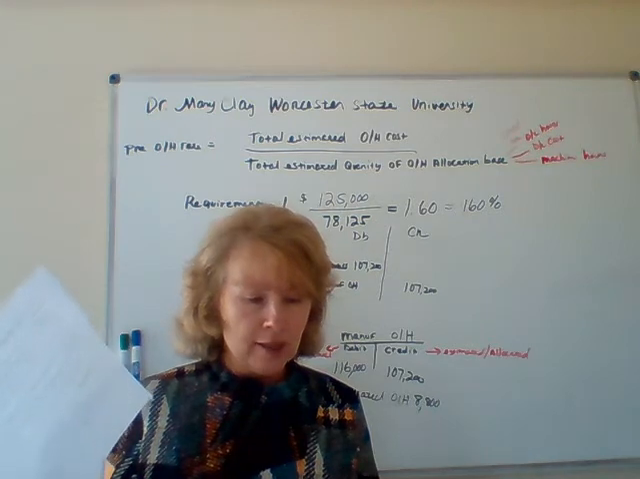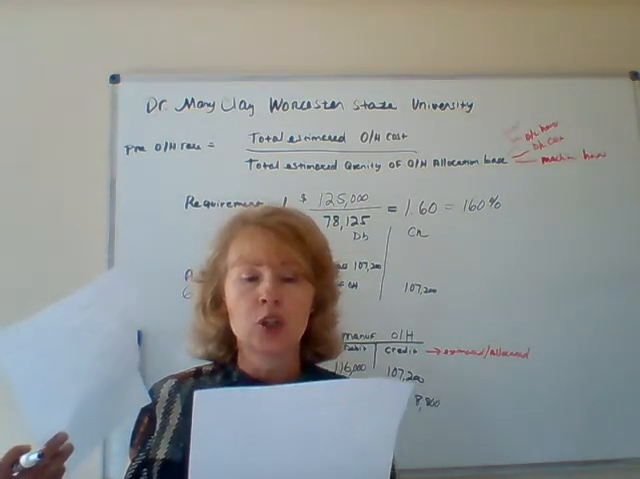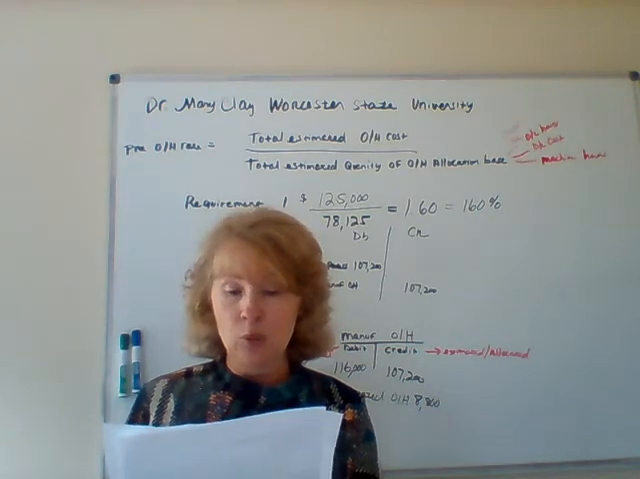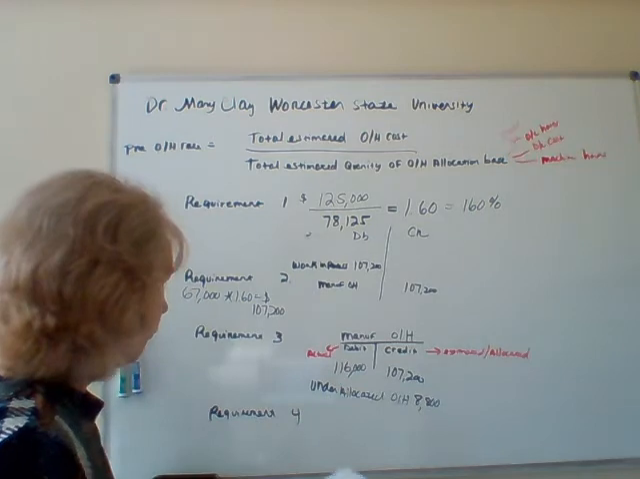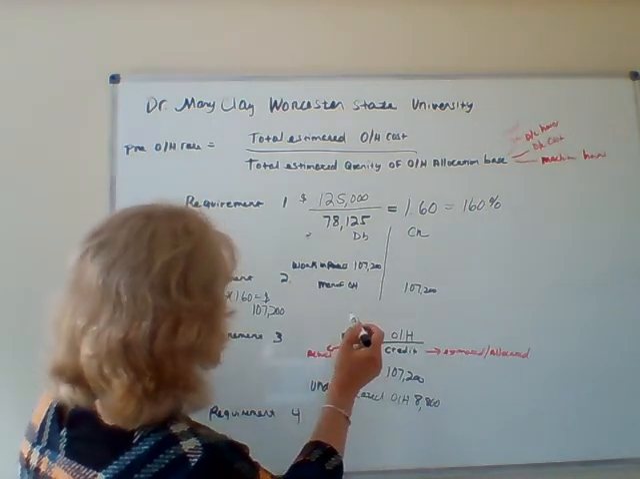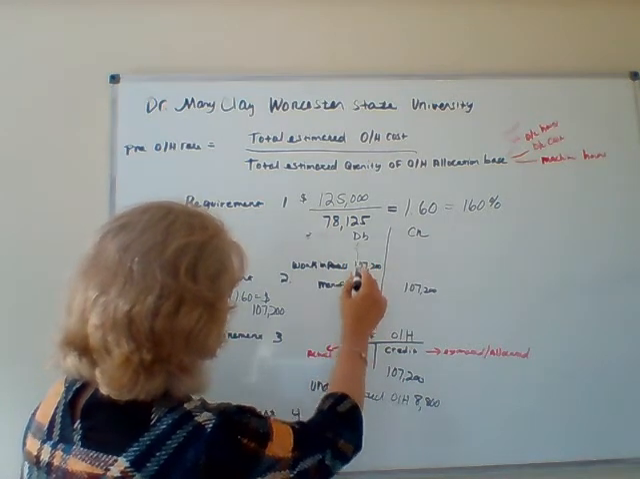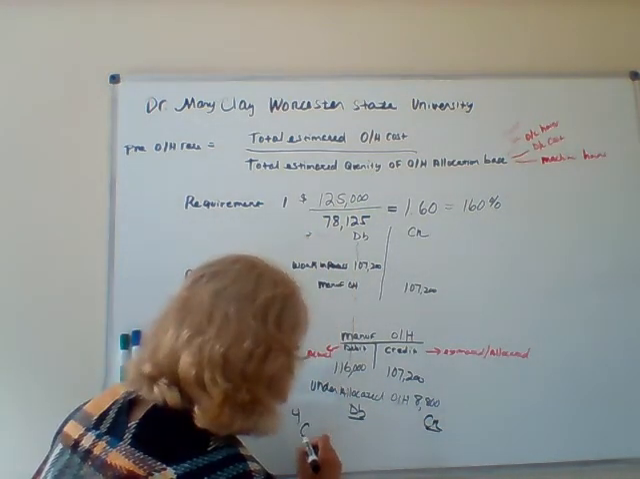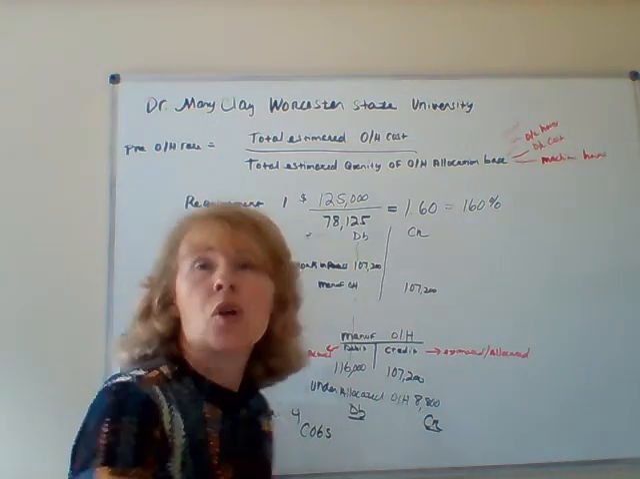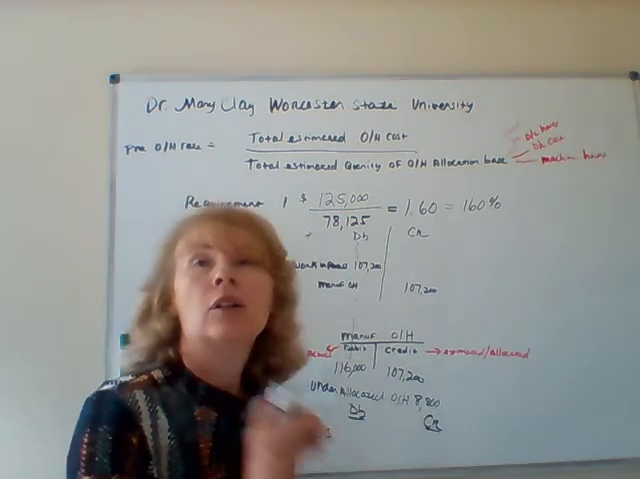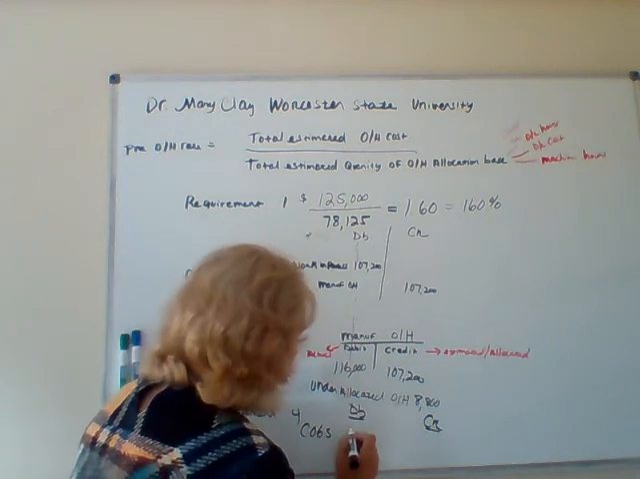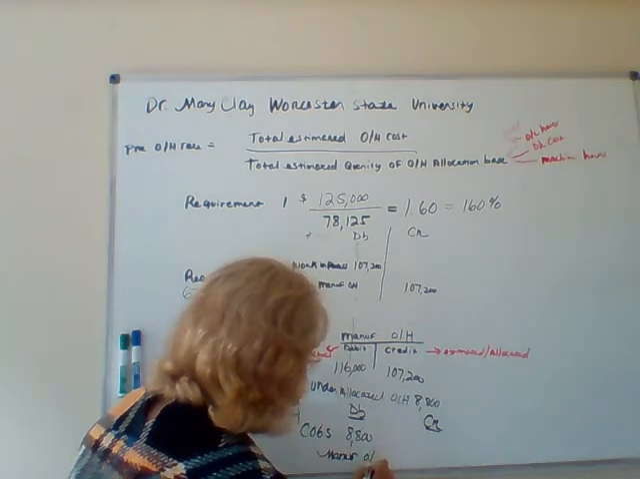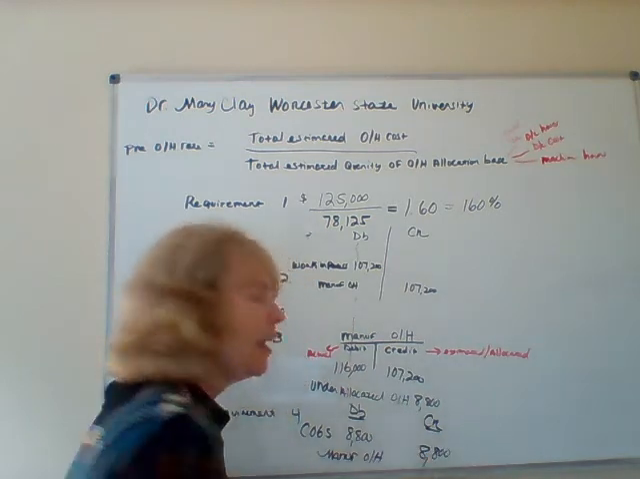The next requirement is to prepare the journal entry to adjust the underallocated or overallocated manufacturing overhead. We already know that it was underallocated. So for Requirement 4, we are going to debit cost of goods sold. I'm going to call it COGS, that is cost of goods sold. When you work in the lab, you will pick cost of goods sold. So I debit cost of goods sold 8,800, and I credit manufacturing overhead 8,800. And that's it. We're done.